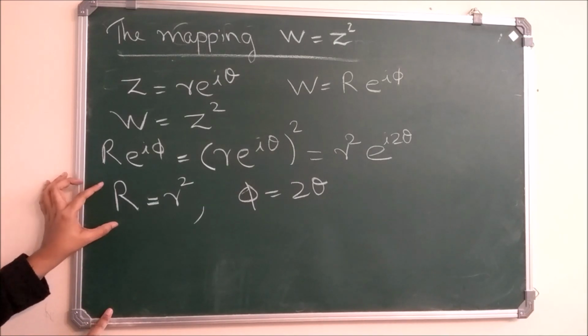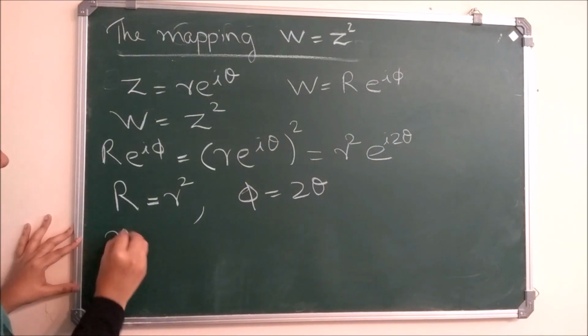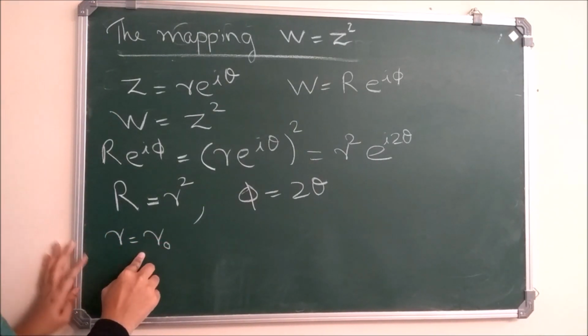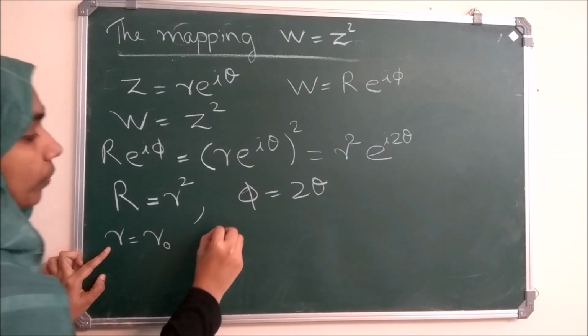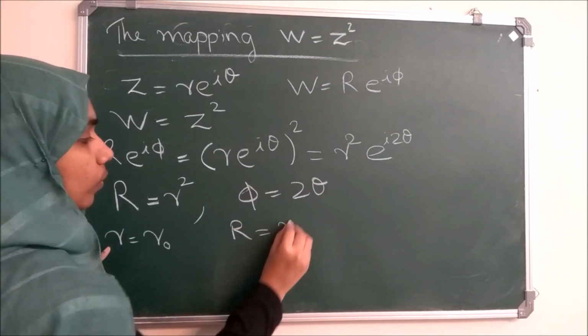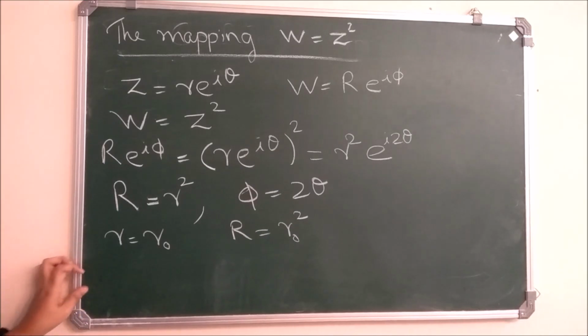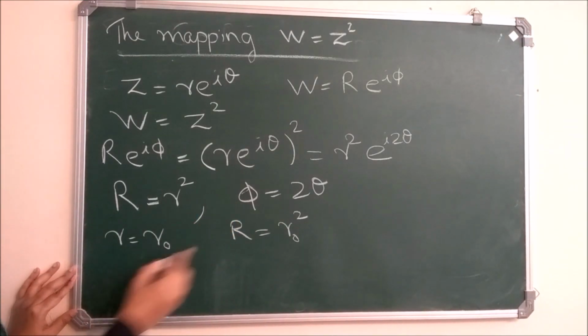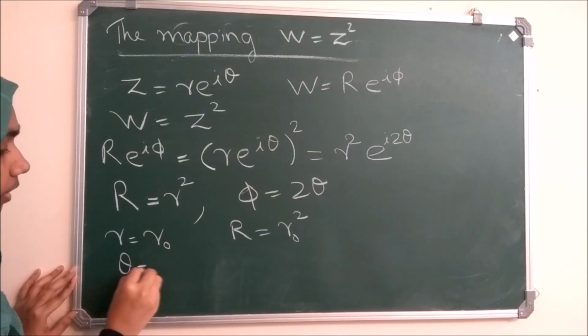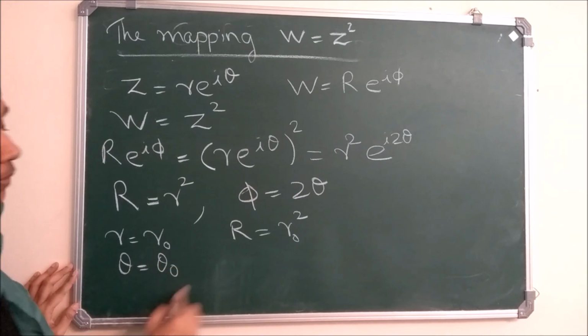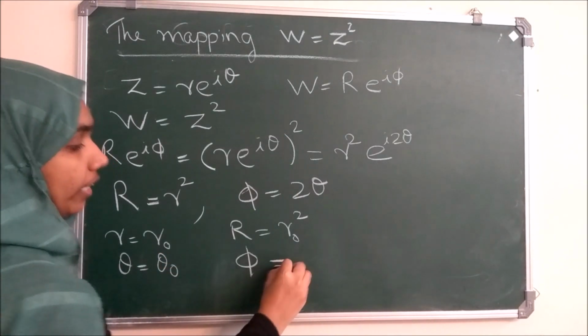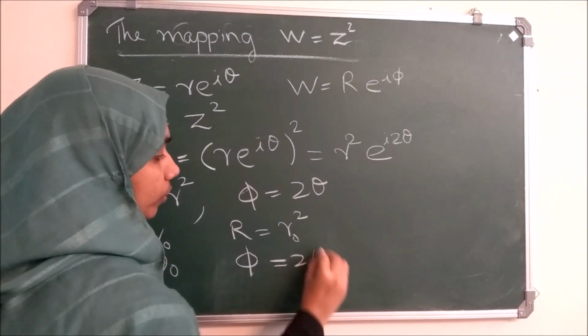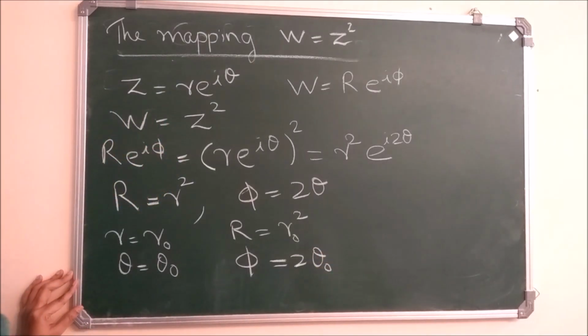So a circle with a radius r equal to some r naught will be mapped onto another circle with a radius capital R equal to r naught square. And if you have a ray with an angle theta equal to some theta naught, it will be mapped onto another ray with angle phi equal to 2 times theta naught.